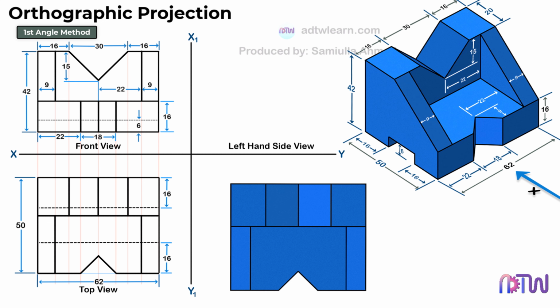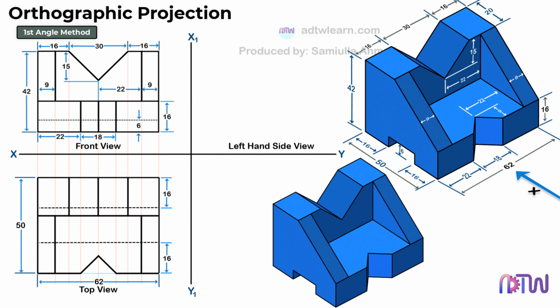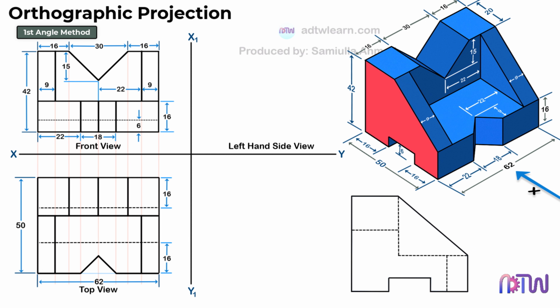Next, we will draw the left-hand side view of the object. When we see the object from the side view, this is how it looks. The height will be 42 mm. The length of this bottom side will be 50 mm. The slot inside this object has a 6 mm height, and the width of this slot is 18 mm. The distance of this slot from the sides is 16 mm.